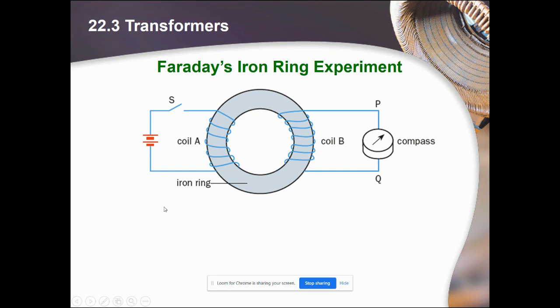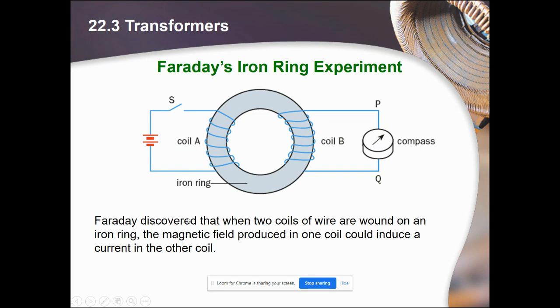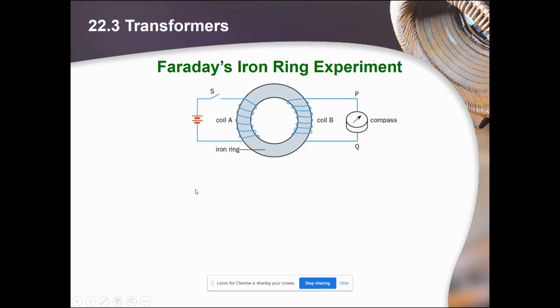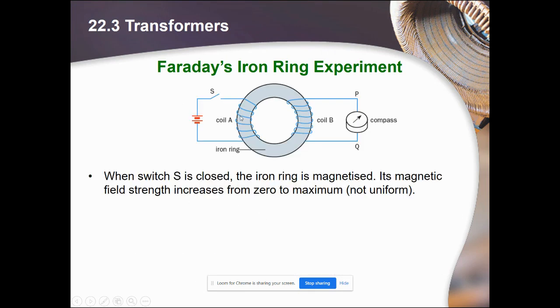So over here is similar. We have coil A and coil B, and they're wrapped around an iron ring. Faraday discovered that when two coils of wire are wound on an iron ring, the magnetic field produced in one coil could induce a current in the other coil. So watch the animation. There's no animation over here, so we just go straight into the diagram.